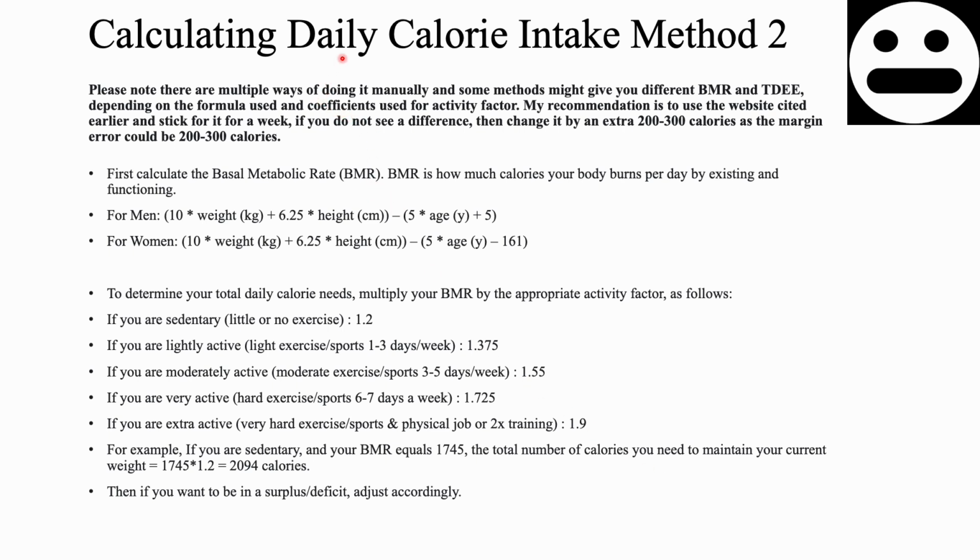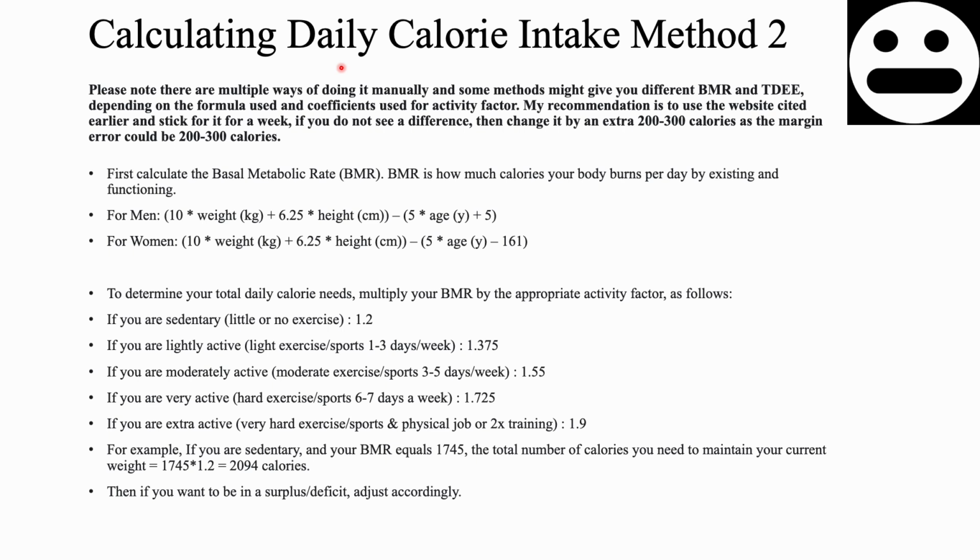Bear in mind that there are multiple ways of doing it manually, and some methods might give you a different BMR and total daily energy expenditure, depending on the formula used and coefficients used for activity factor. Either way, what I recommend is to use the website cited earlier and stick with it for a week, and if you do not see a difference, then change it by an extra 200 to 300 calories, as the margin of error could be that much.